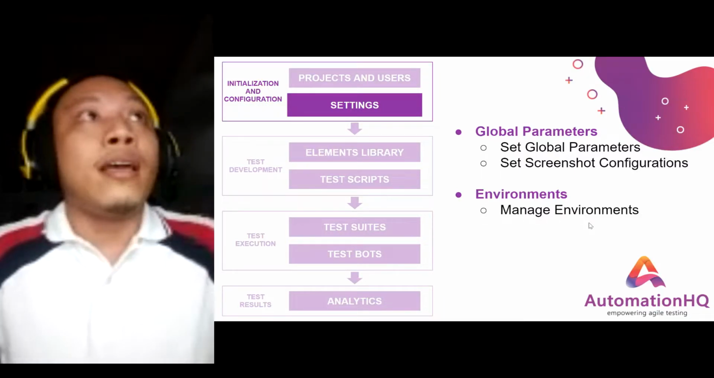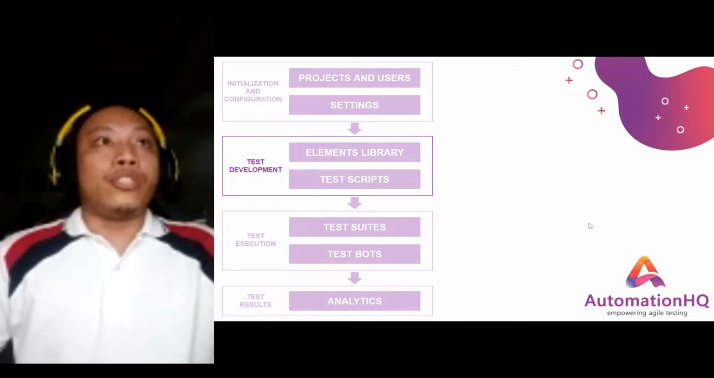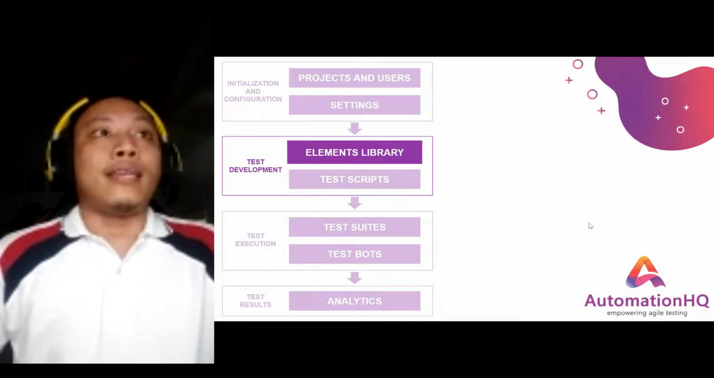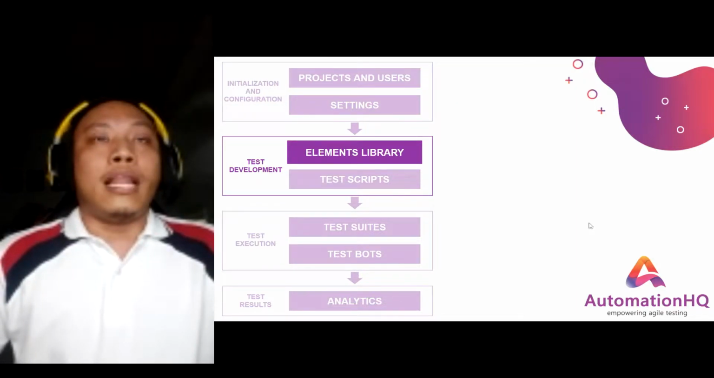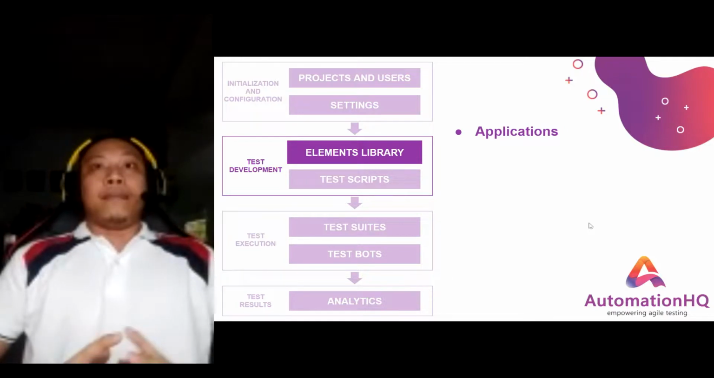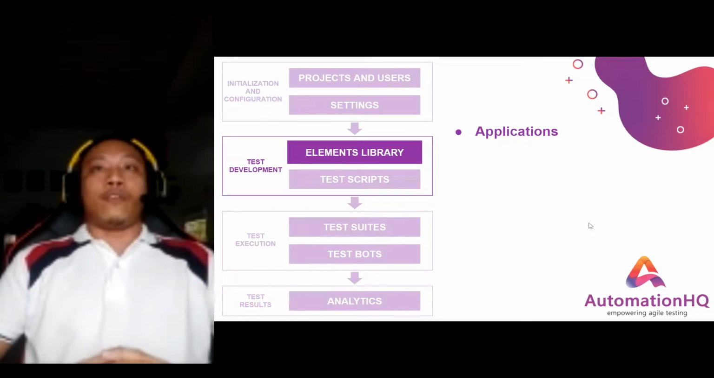Then after we have initialized and configured our project, we can go ahead to the test development. First, I'm going to talk about the elements library. The elements library would be containing the applications on which you want to perform the execution or the test automation. For example, let's say you have a website, you would create an application to contain the elements within that website. Under the application, you can go ahead and manage those applications. So you can create, add, delete, or edit those applications.